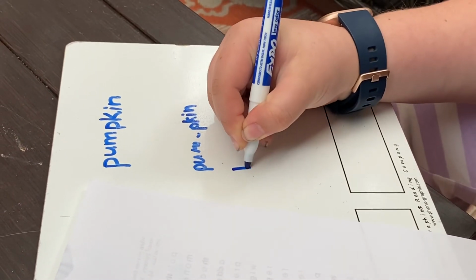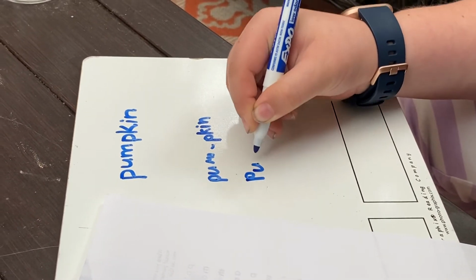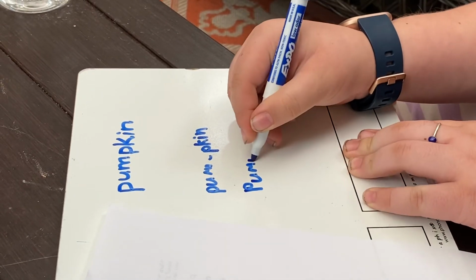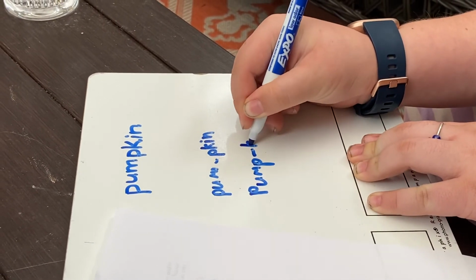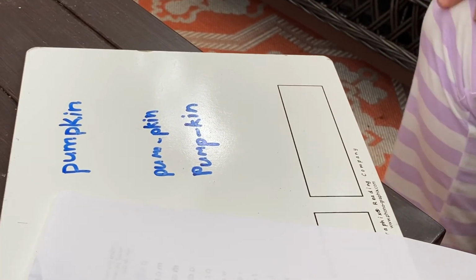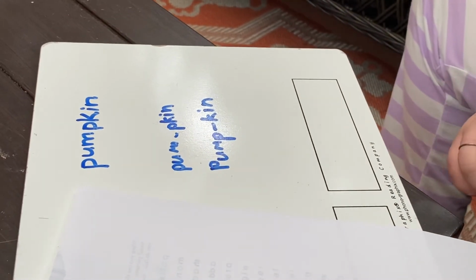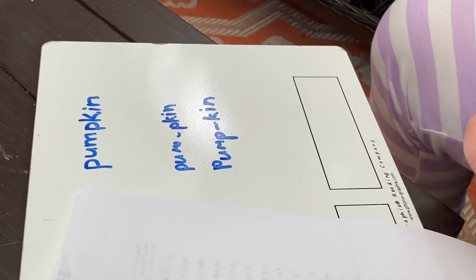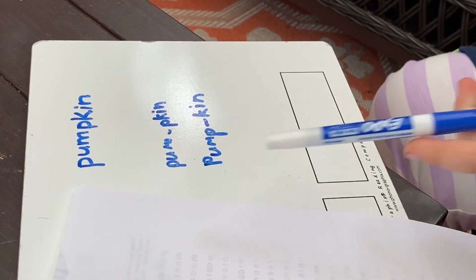So I think she's already on to something. Kin. That makes more sense. That makes a lot more sense, right? Good job. All right. She's a wise one, I tell you. We'll be back with some 3-syllable words.